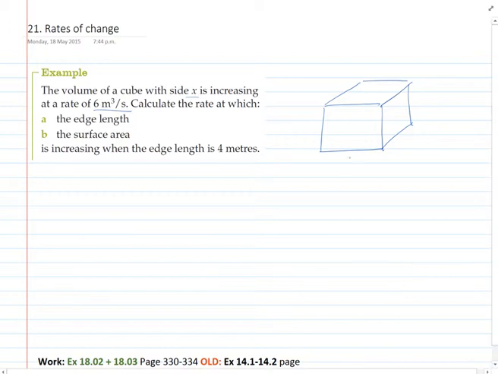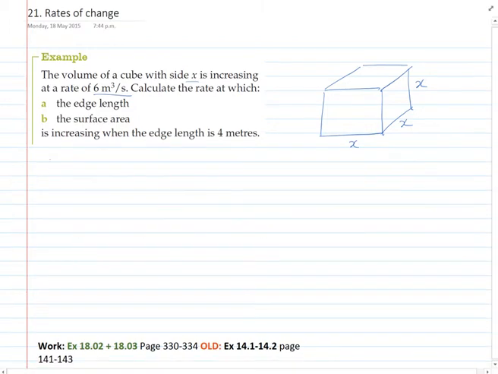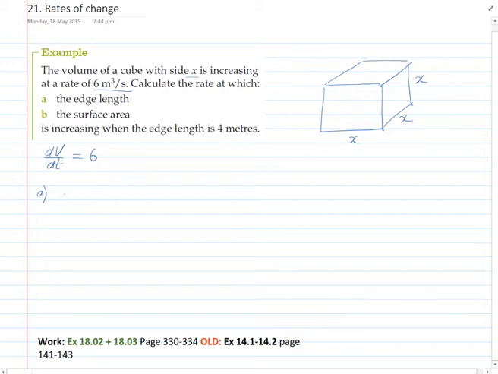Okay, so this cube has side lengths of x, and it is increasing in size, in volume in fact, at a rate of 6 meters cubed per second. So that means the change in volume with respect to time is 6. And question A is asking us to find the rate at which the edge length is increasing. So that's asking for the change in x with respect to t.